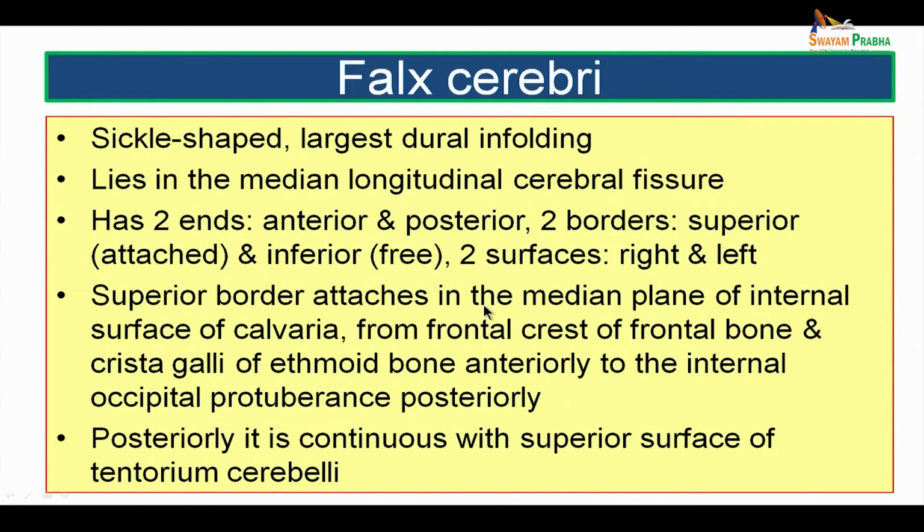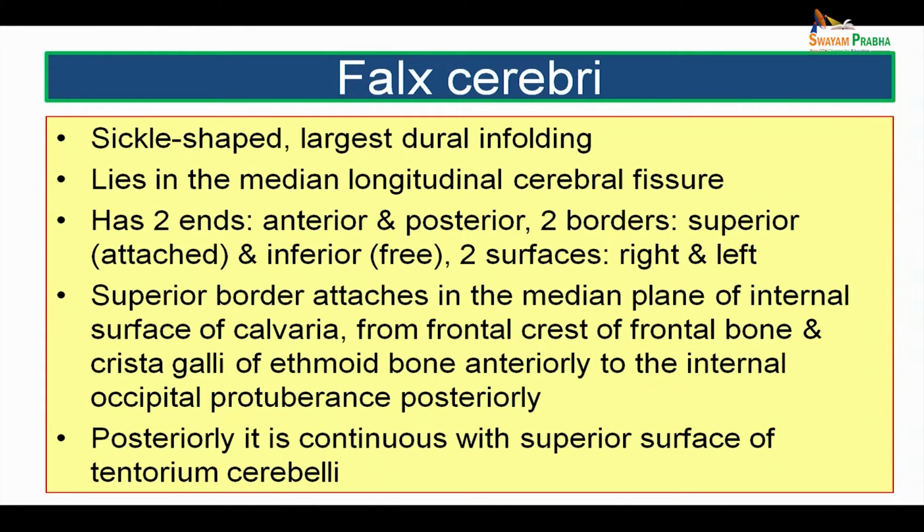Let us now see the falx cerebri. It is a sickle-shaped, largest dural infolding. It lies in the median longitudinal cerebral fissure. It has two ends, anterior and posterior, two borders, a superior attached border and an inferior free border. It has two surfaces, right and left.